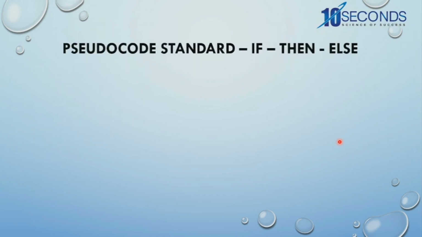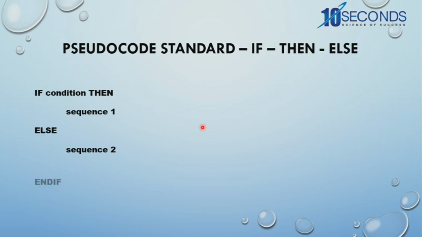Next, how to write pseudocode in the case of an if-else condition. Here you have to be very careful with the indentation. If condition, then we use the keyword then. If condition then set of statements, which I write as sequence 1. Then else; see, else should start at the same position as if, so be careful with the indentation. Then sequence 2 and end if. So we completed the if.